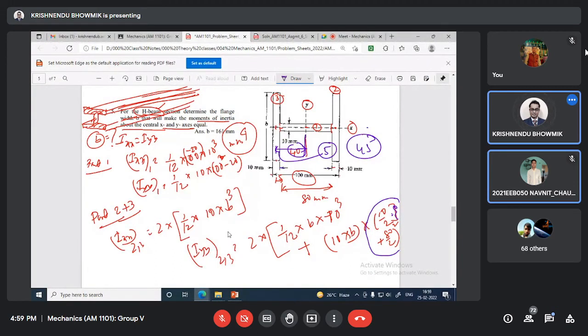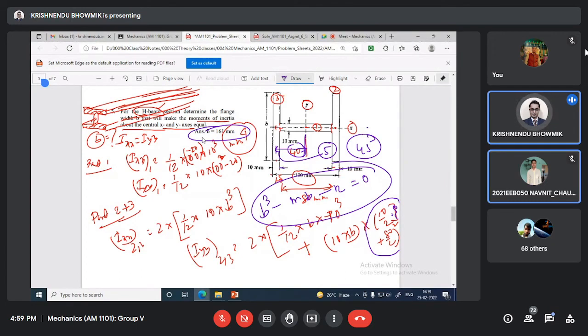Then what can we write? Total IXX, total IYY, equate that. Then here also you will get an expression of B, something like B cube plus MB minus N equal to 0. That type of expression you will get. For the positive value of B, you will get B equal to 161 millimeter.